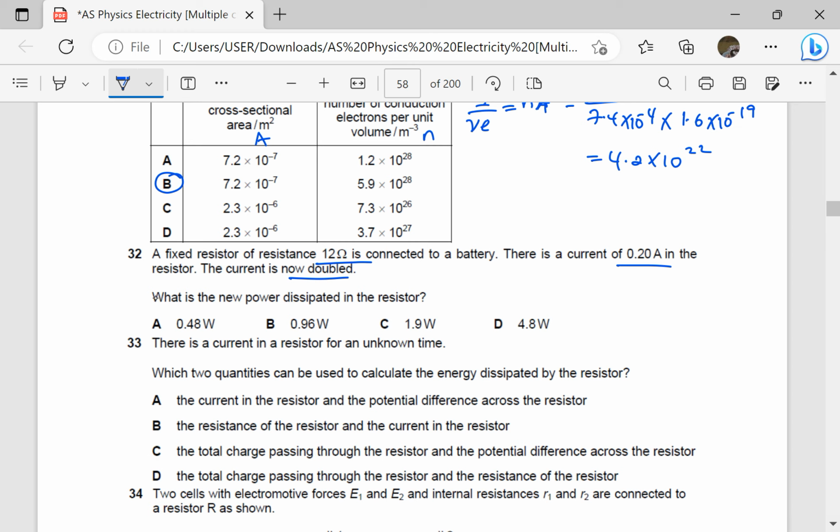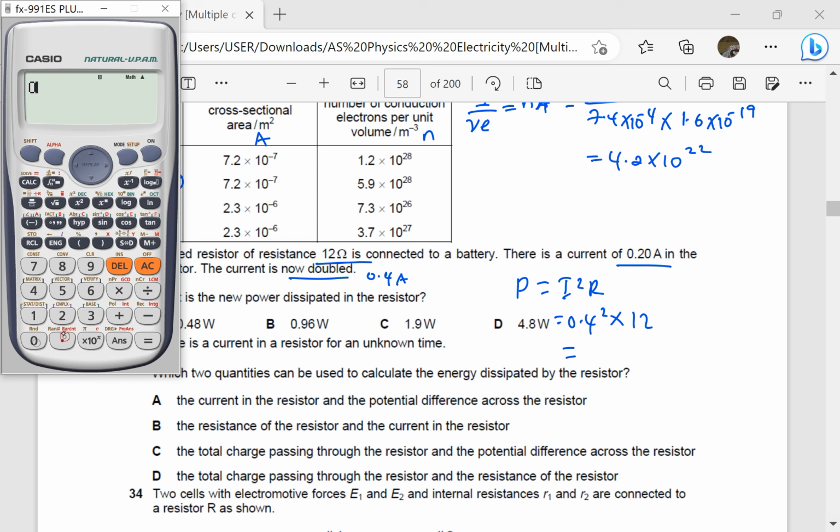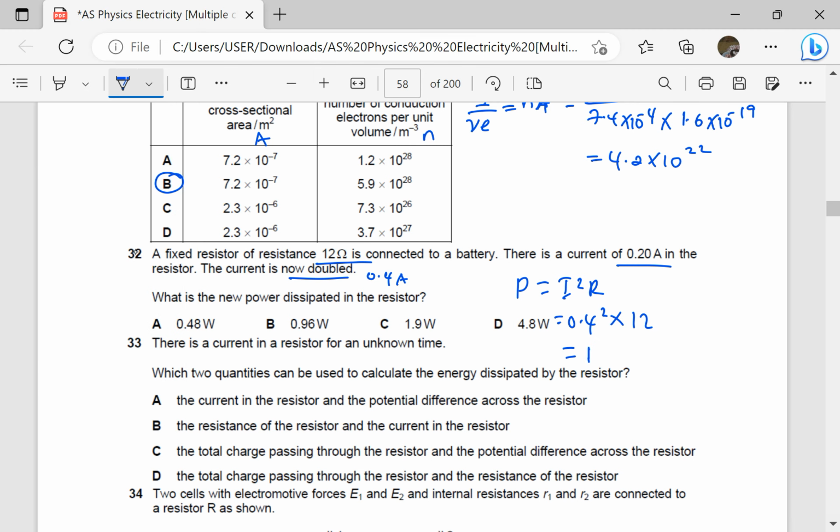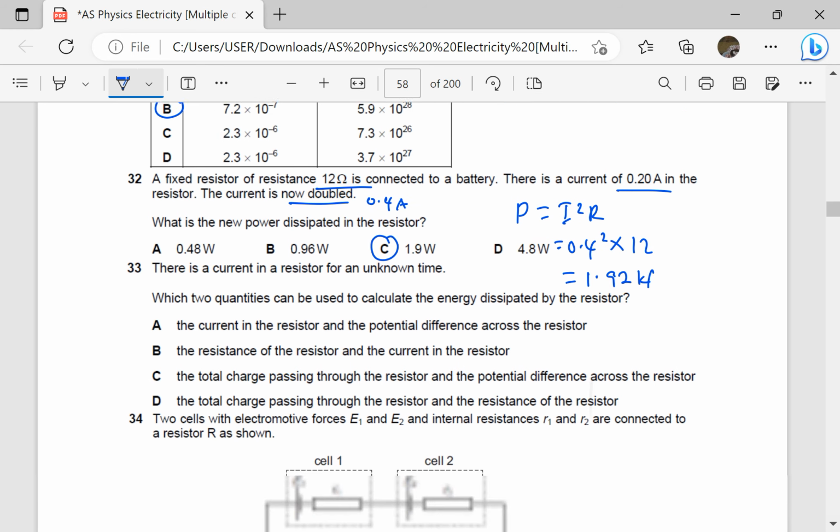Okay, so because the current is doubled, the new current is 0.4 amperes. Without wasting time, power is equal to I squared times R. So the current is now going to be 0.4 squared times R, which is 12. So this is going to be 0.4 squared times 12, which gives us 1.9 watts. So our answer is going to be C.